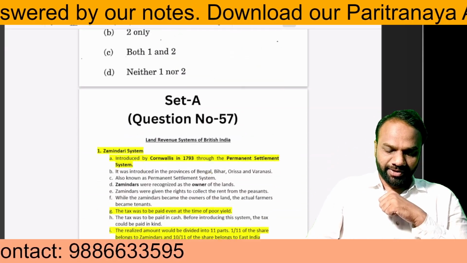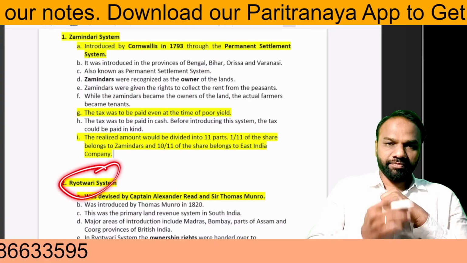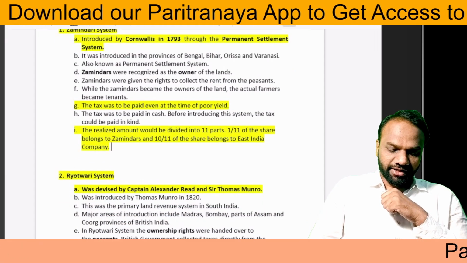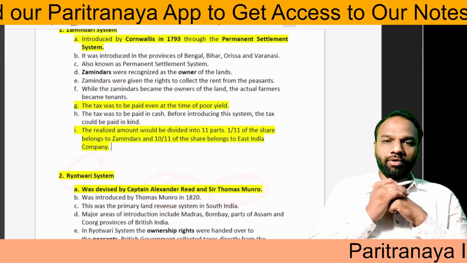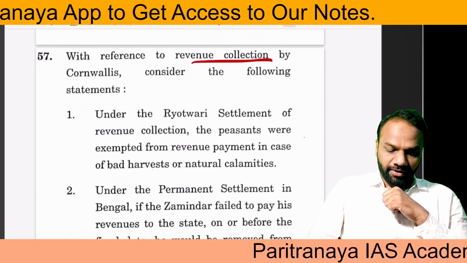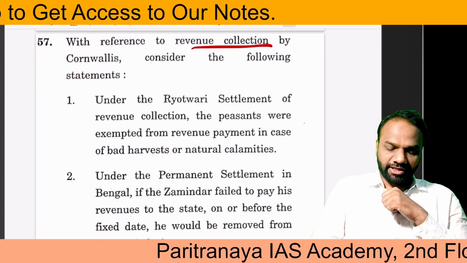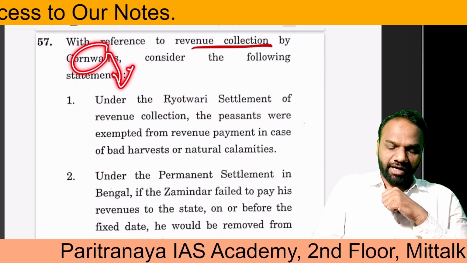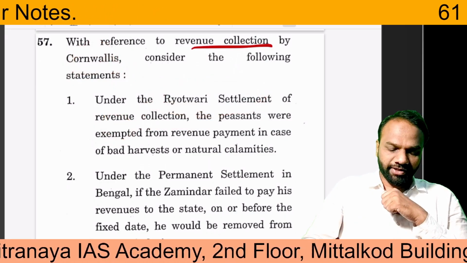So now let us look into our source. Here we have the zamindari system and another one is the Raitwari system. The zamindari system was introduced by Cornwallis and the Raitwari system was associated with Alexander Reed and Thomas Munro. But in the question, Cornwallis is mentioned while they are speaking about the Raitwari system. So Cornwallis is associated with the zamindari system and not with the Raitwari system. Hence, option number 1 is wrong.